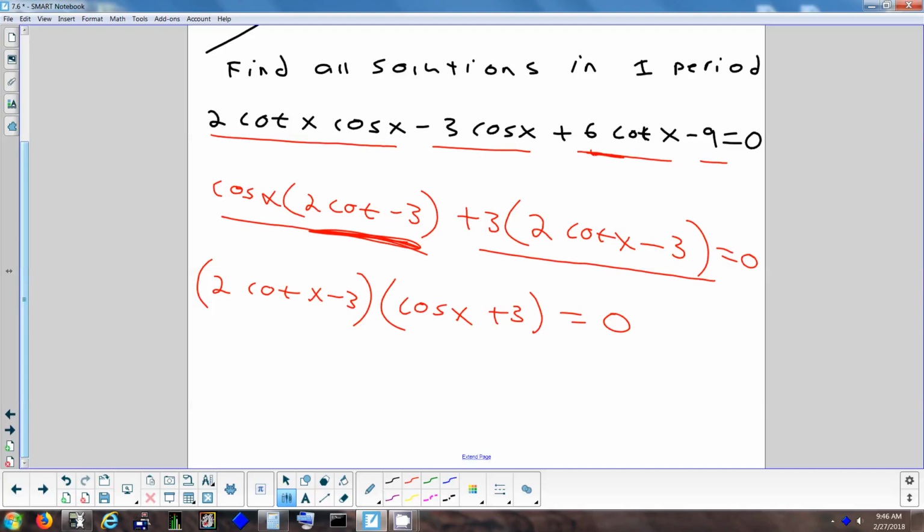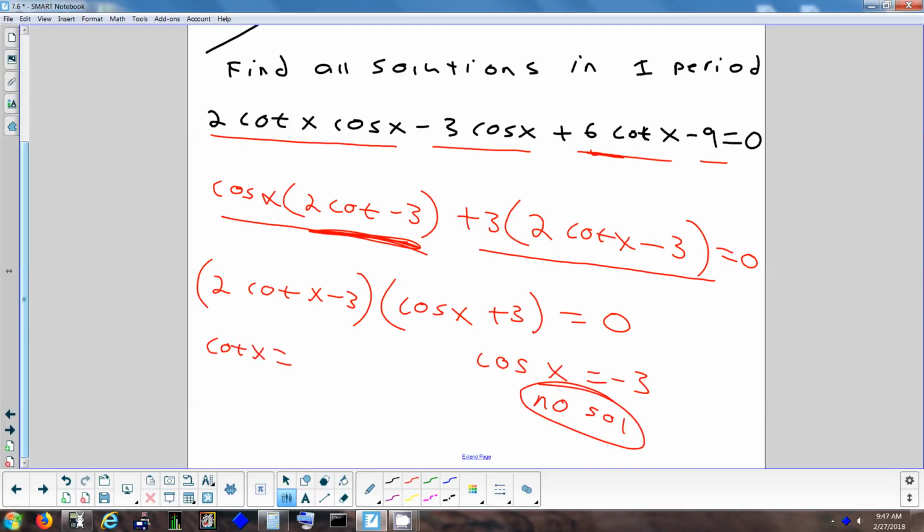Let's do the one on the right first. Cosine x equals negative 3. Thoughts before I go any further on that one? Yeah? Cosine doesn't go down to negative 3. There's no solution from that part. So if you try the inverse cosine on each side, it's not going to work. So don't waste your time. Let's look at the other part.